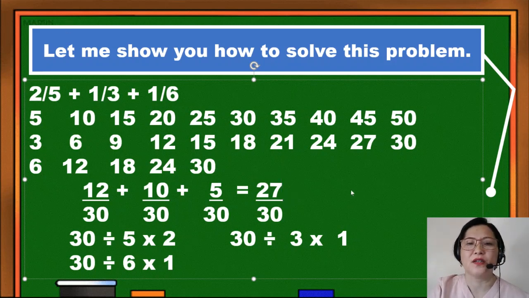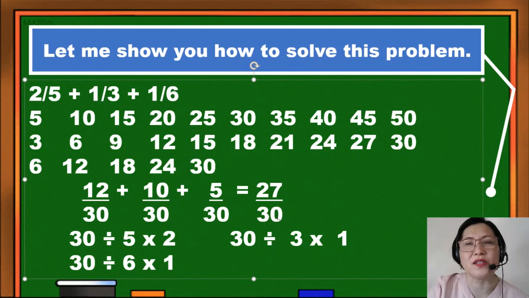Not yet. Why? Because we can still reduce it to its lowest term. Using what? GCF or division of numerator by denominator. Yes, it's getting the GCF of 27 and 30, which is what? Let's have the factors of 27. 27 times 1, 9 times 3. How about 30? 30 times 1, 10 times 3, 5 times 6, 15 times 2.